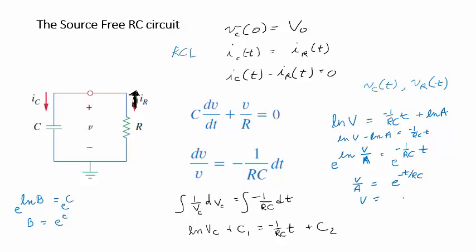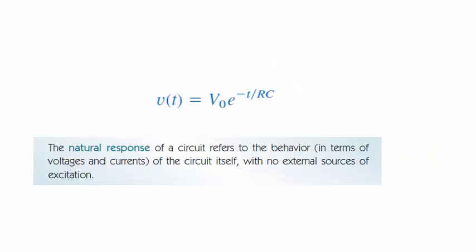Therefore, v equals a e to the minus t over rc. Move on. I need a little bit more. v equals a e to the minus t over rc. So a moment ago I had that v, as a function of time, equals a e to the minus t over rc on the previous slide.